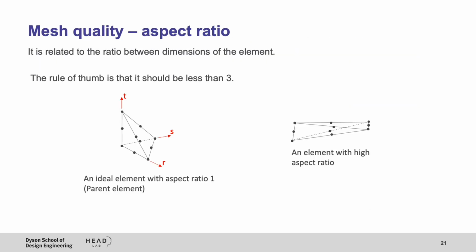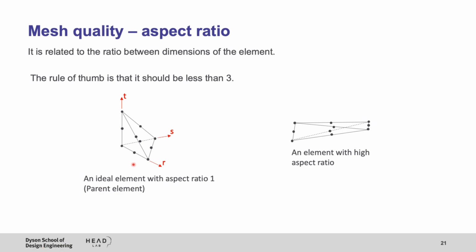One limitation of the finite element method is the discretization error, but do not worry, we can control it. One thing that we should always do is to check the quality of our elements. One metric that is used to check the quality of elements is called the aspect ratio. Aspect ratio is related to the ratio between dimensions of the element.